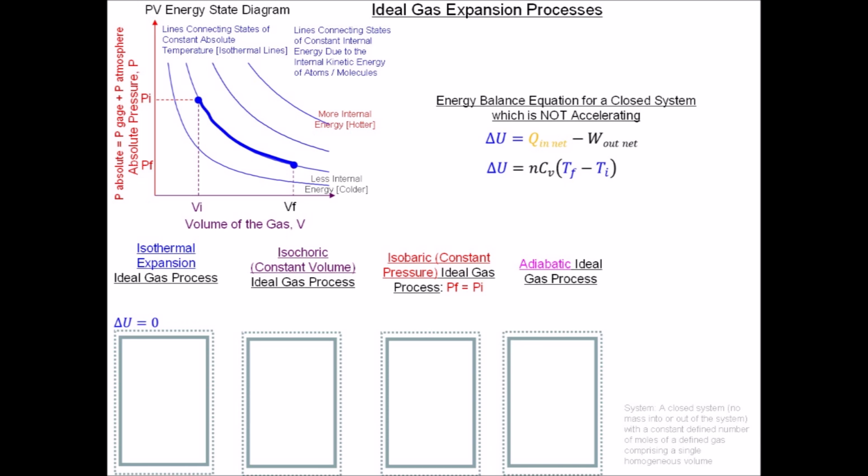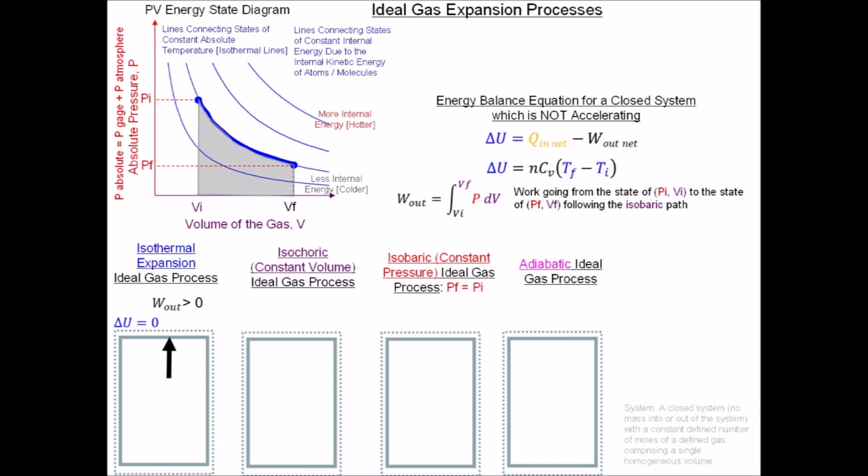For any process, the work out is the integrated quantity under the pressure curve for all the intermediate states from the initial volume to the final volume, as shown in the equation and is represented by the gradient area. Since for an expansion process, the final volume is greater than the initial volume, the work out is positive. And therefore, in the energy state diagram, I'm showing that the work out is positive, so work is leaving the system and going to the surroundings. The system is doing positive work on the surroundings.